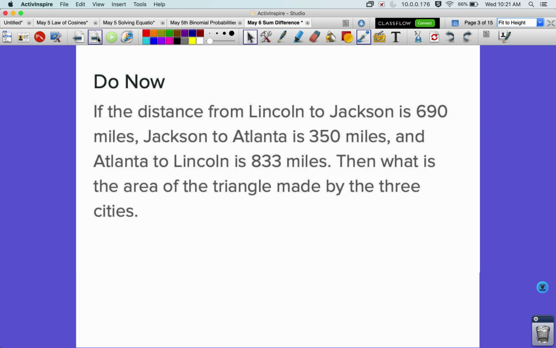The distance from Lincoln, Nebraska to Jackson, Mississippi is 690 miles. So Lincoln up in Nebraska, we'll put up here. Jackson, Mississippi, we'll put down here. And that distance is 690 miles. All right, Jackson to Atlanta is 350 miles. So Atlanta we'll put over here, and that's 350 miles. And then Atlanta to Lincoln is 833 miles.